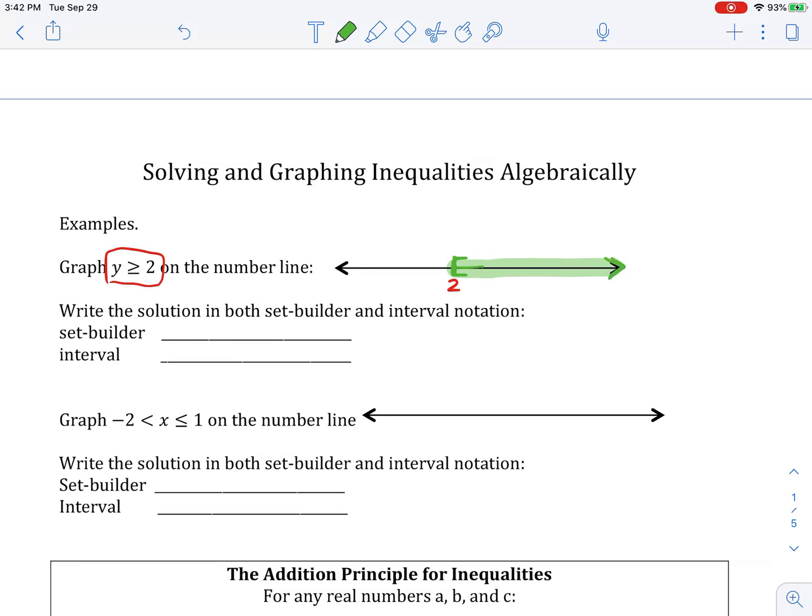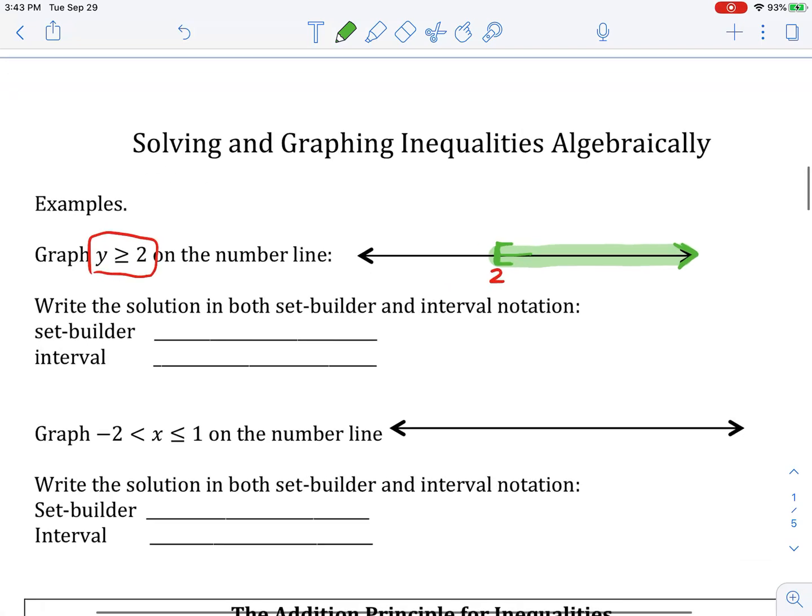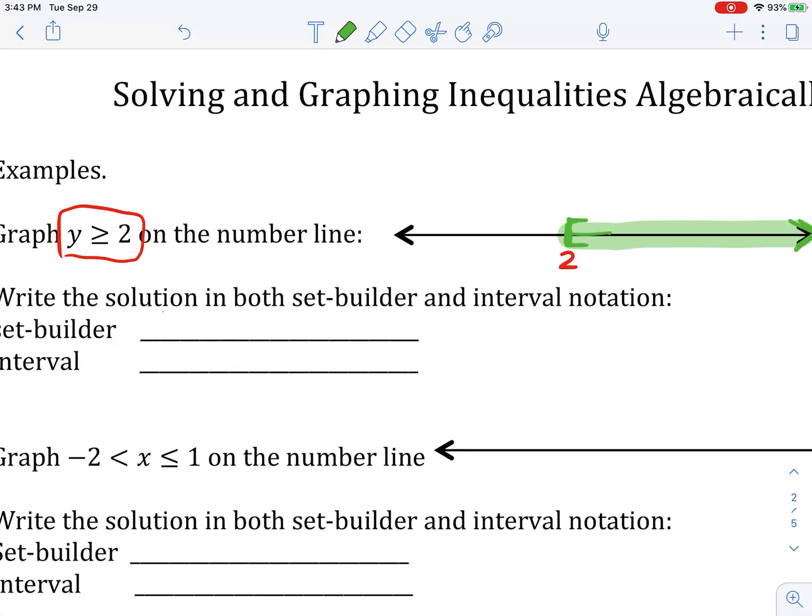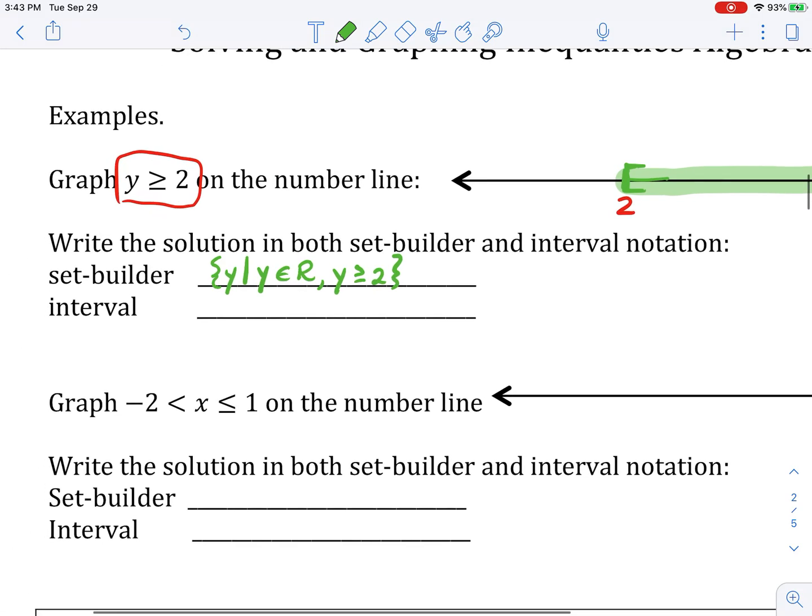Okay? So that's what it looks like on the number line. In set builder notation, and this is what we talked about last time, we had something that looks like this. The set of, and this time it's y, such that y is an element of the real numbers, and y is greater than or equal to 2. This is set builder notation. It looks kind of like this.